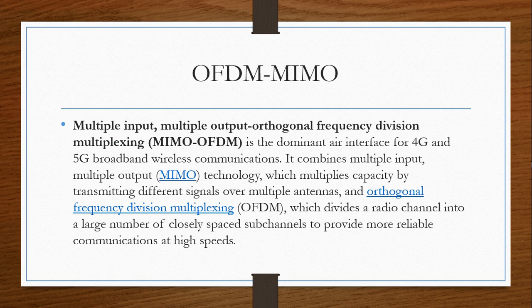One of the important applications of OFDM is its integration and usage with MIMO technology. MIMO stands for multiple input, multiple output, and OFDM, as we all know, is orthogonal frequency division multiplexing. It is the dominant air interface for 4G and 5G broadband wireless communications. It combines multiple input, multiple output technology, which multiplies capacity by transmitting different signals over multiple antennas, and orthogonal frequency division multiplexing, which divides a radio channel into a large number of closely spaced subchannels to provide more reliable communication at high speeds.